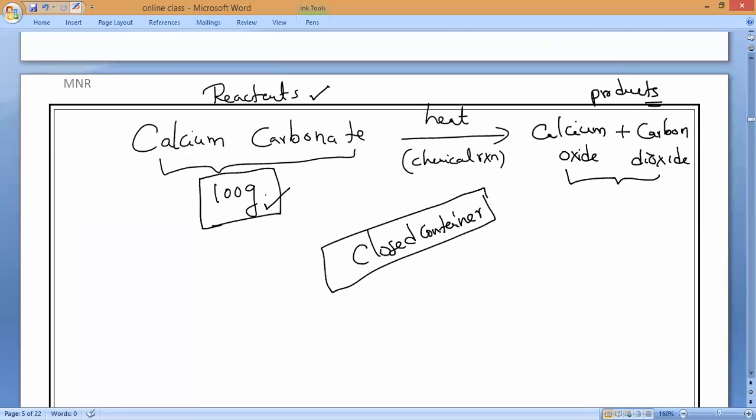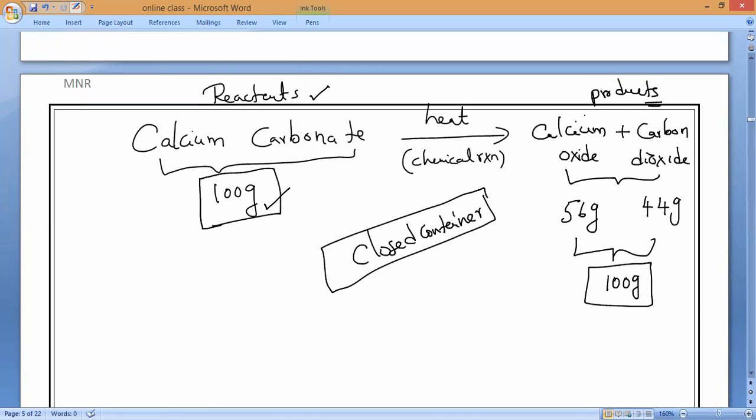So if I take 100 grams of calcium carbonate, all of you remember, I will get 56 grams of calcium oxide and 44 grams of carbon dioxide. Combine these two, which equals what again? 100 grams. So mass remains constant. Do you notice? Mass is neither created nor destroyed in any chemical reaction. Do you understand, Omar, now?